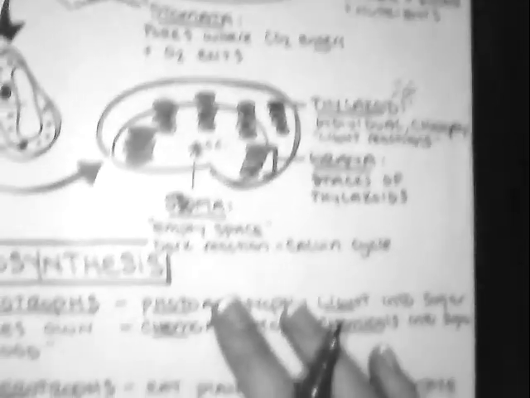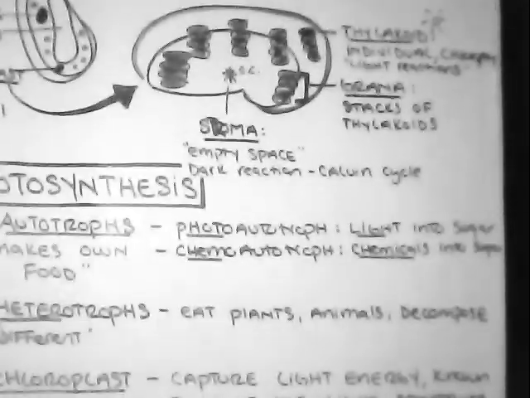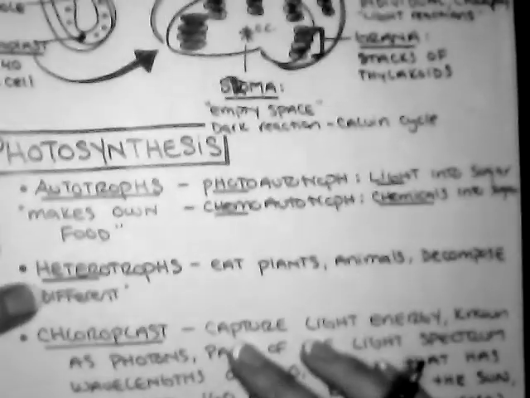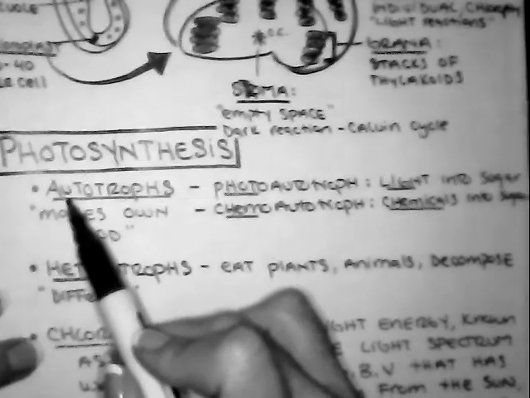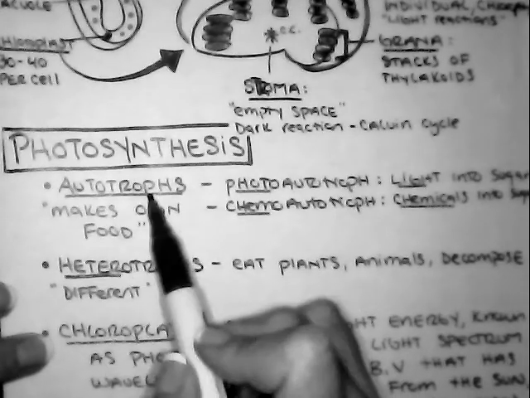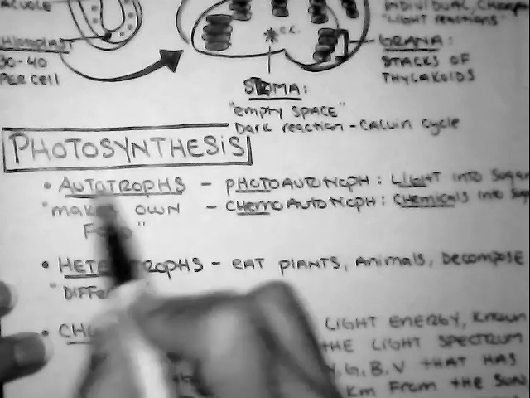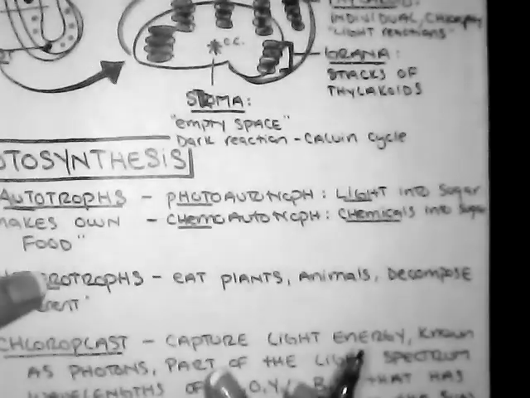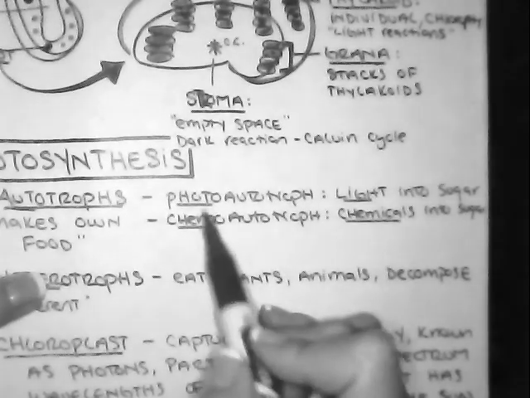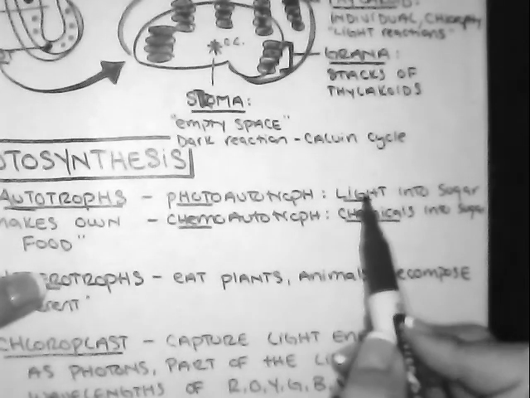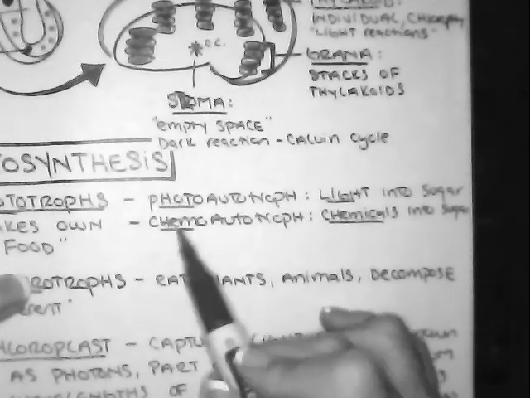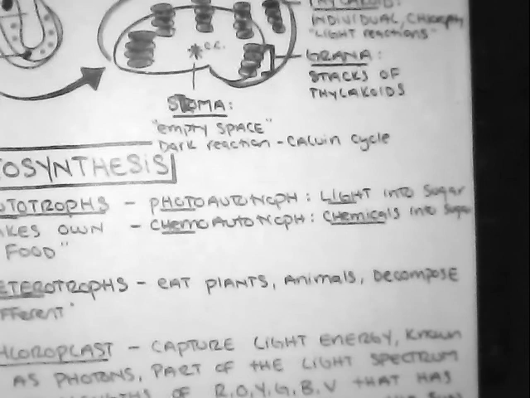Before we begin the process of photosynthesis, let's talk about a few keywords. Autotrophs: auto means automatic, organisms that make their own food. There are 2 types of autotrophs that we've talked about before, photo and chemo. Photoautotrophs are organisms that use photosynthesis to change light into sugar. Chemoautotrophs are organisms that use chemicals and change them into sugar.